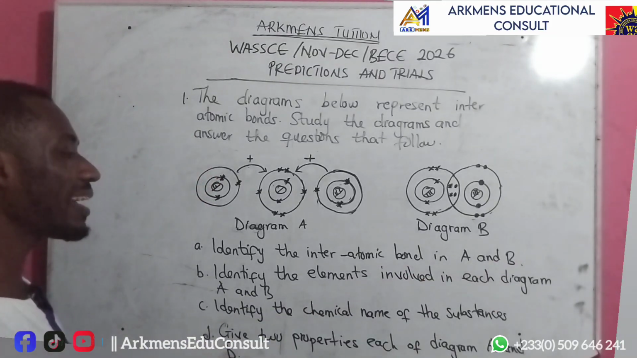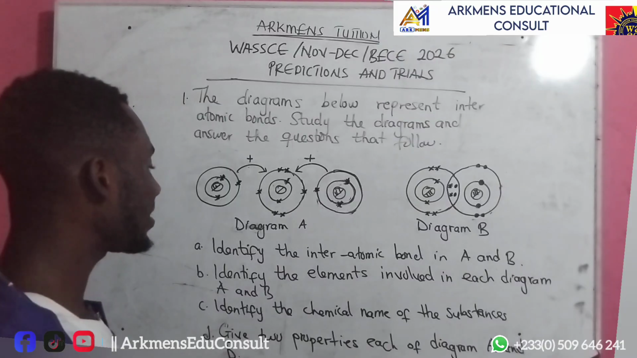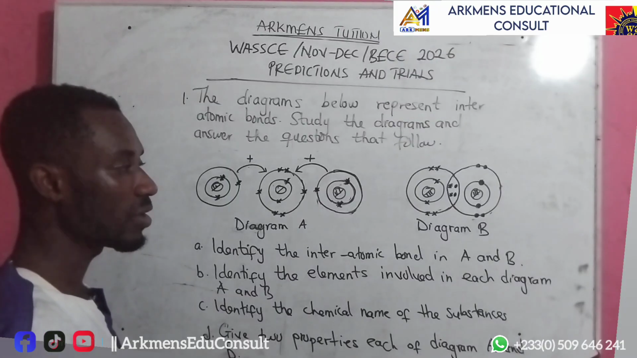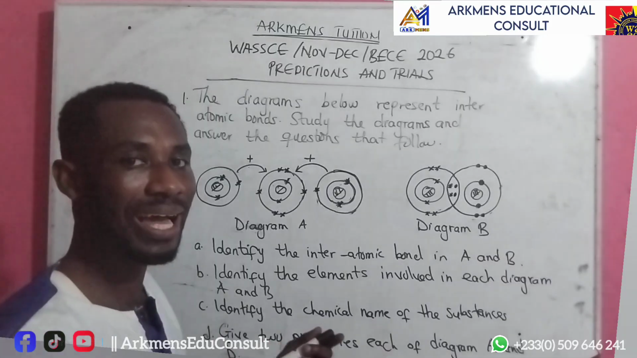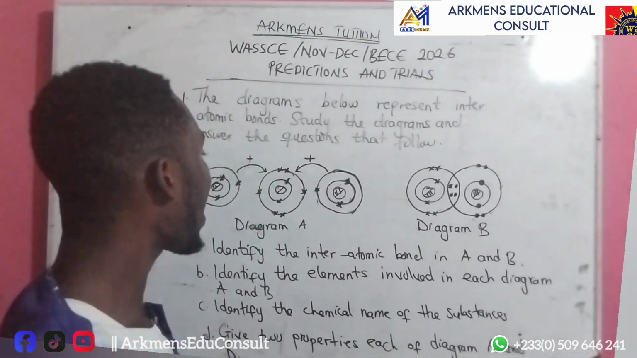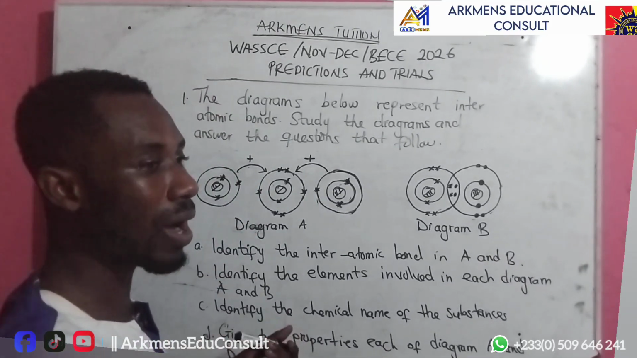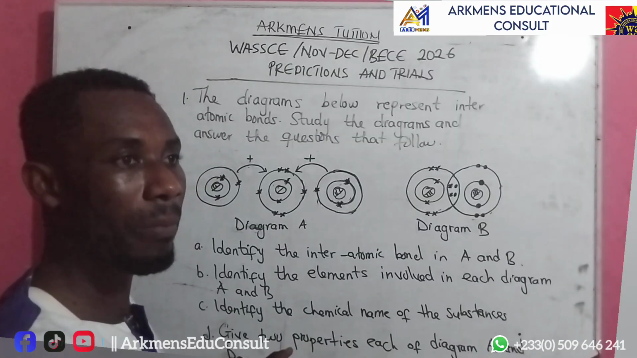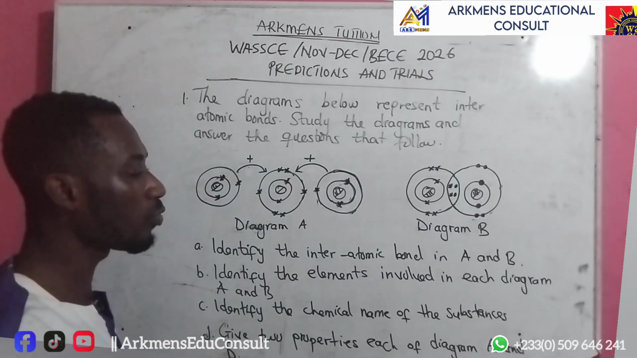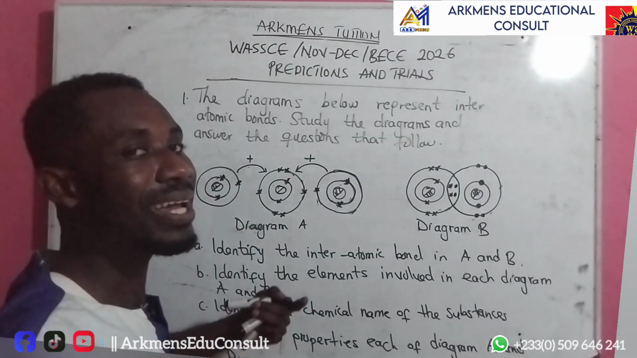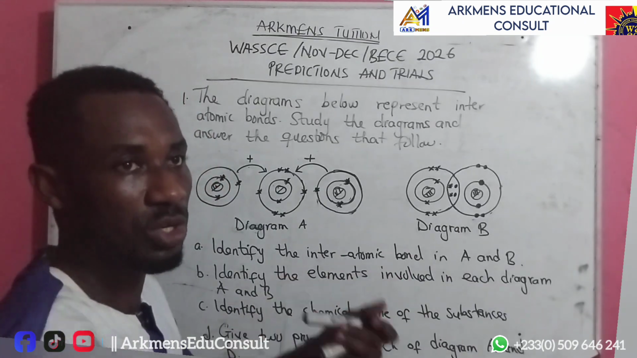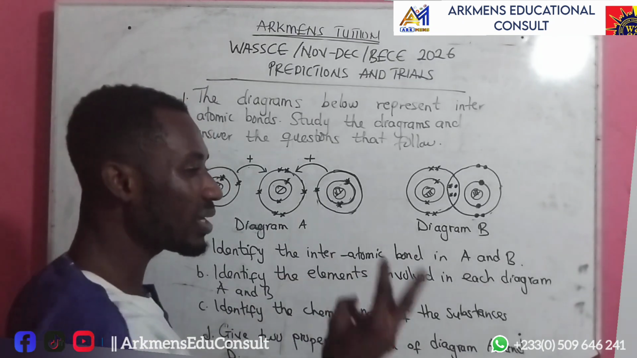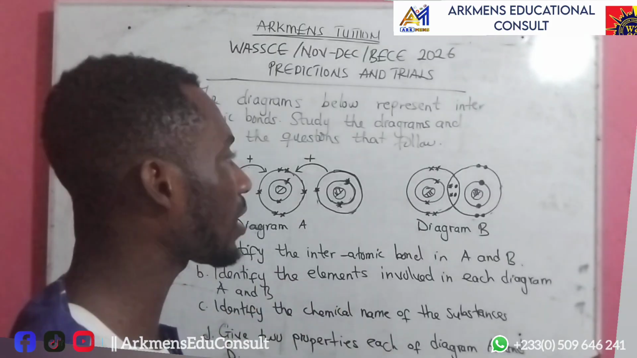So the first idea you need to have in mind is the interatomic bonds we have. We actually have 3 interatomic bonds. When we talk of interatomic bonds, we are talking about how 2 or more atoms bond or combine chemically to form new substances. And when they are combining to form new substances, they have different ways in which they combine. So these ways they combine are known as interatomic bonds.